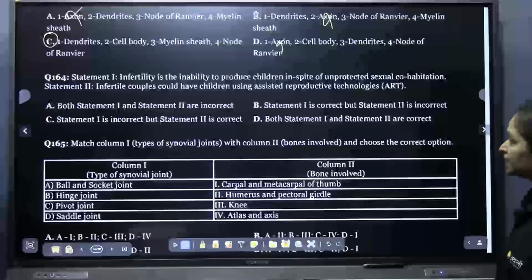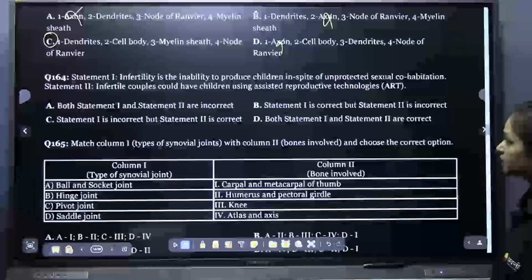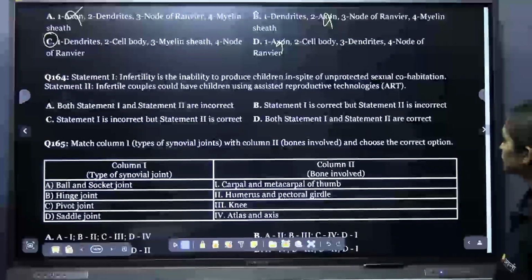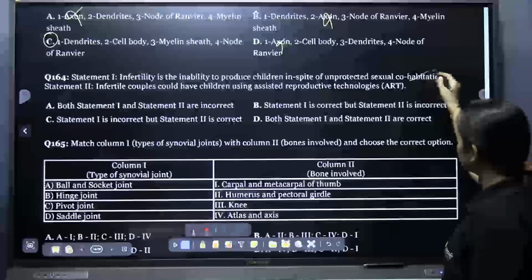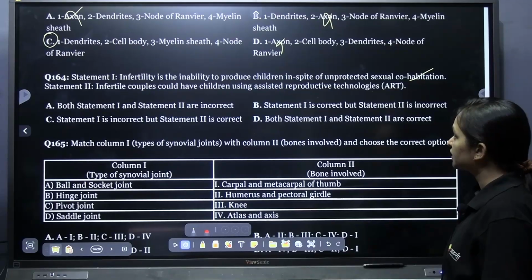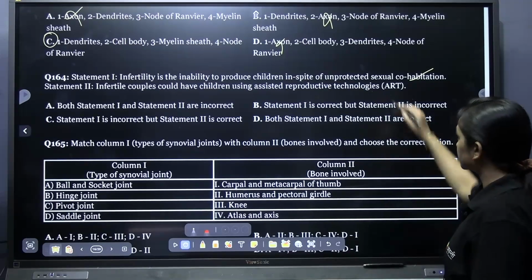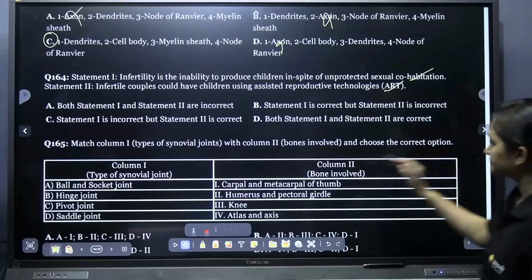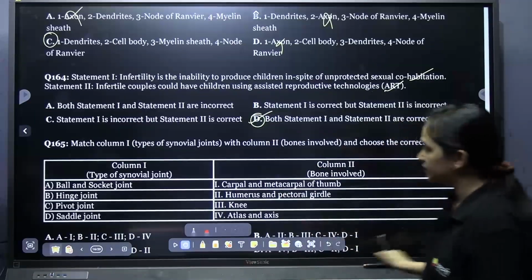Statement 1: Infertility is the inability to produce children in spite of unprotected sexual cohabitation. Yes, this is correct. Statement 2: Infertile couples could have children using assisted reproductive technologies. This is also correct. Statements 1 and 2 both are correct. Easy. D for Delhi is the correct answer.